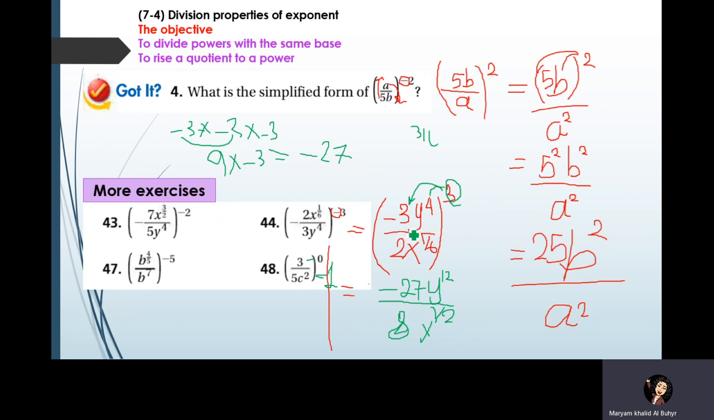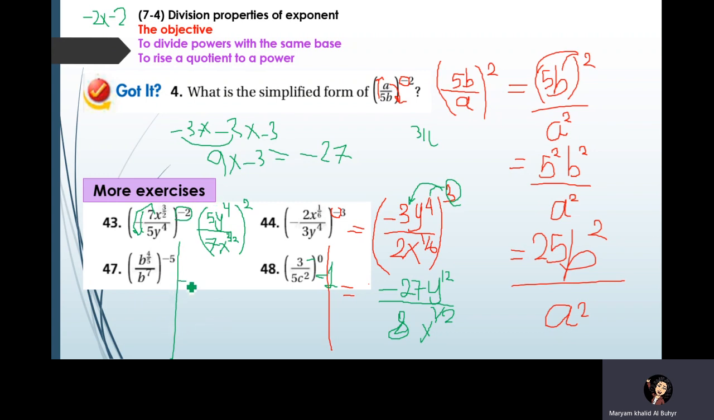This one is similar to the previous one, but the only difference is that here the power is even. Negative 2 times negative 2 is positive. I'm repeating it 2 times, and 2 is even. So first of all, let's flip this one so we can have it positive. So we can say that 5y^4 over 7x to the power 3 over 2, all this to the power 2. I will keep this later. I will solve this one.